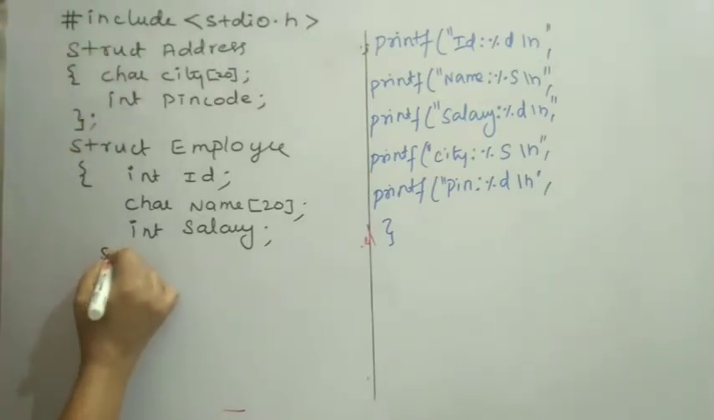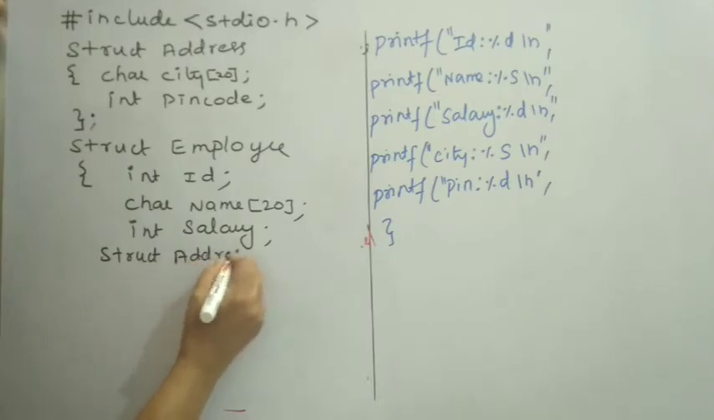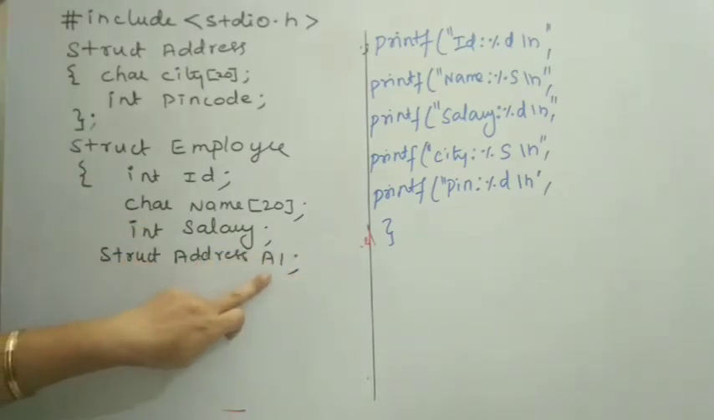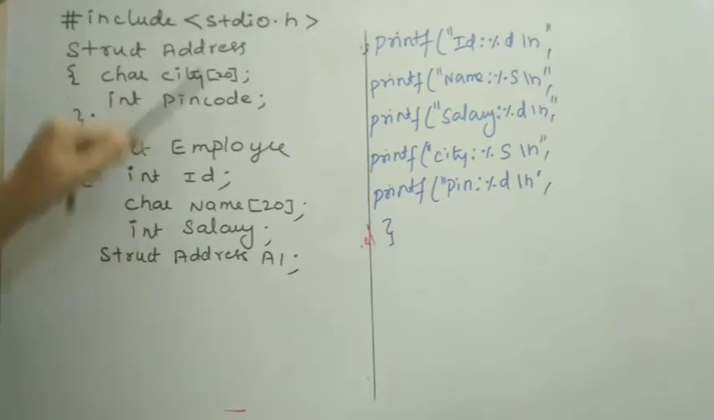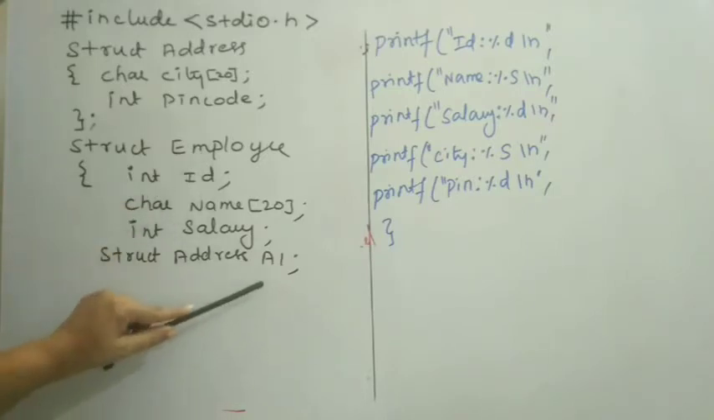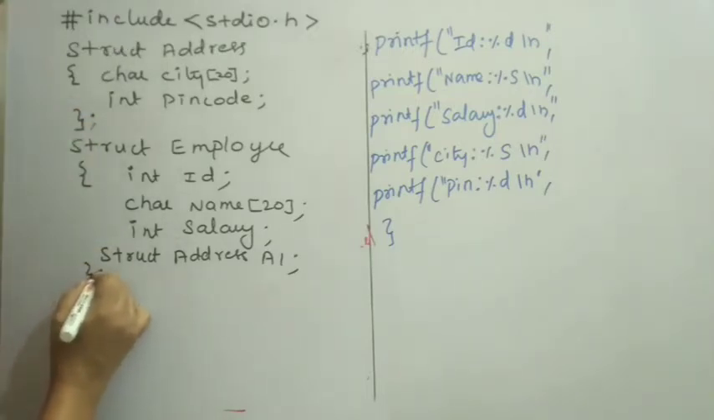Okay, struct address A1. Instead of including the definition of the structure, I have included a structure variable of this structure, that is address. Okay, I have not included the entire definition of the structure inside this employee. Instead, I have included the structure variable of this structure, that is address. By this separate structure method, I have defined a nested structure.